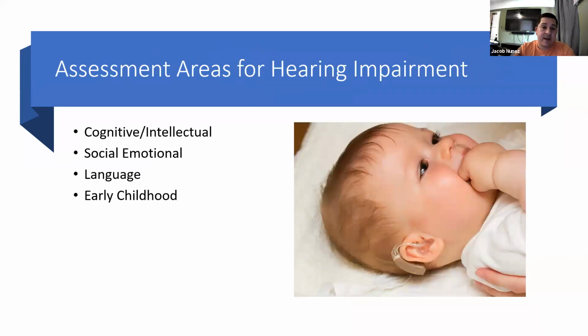Next, we have the assessment areas for hearing impairments. First, we have the cognitive and intellectual. So these assessments should only be conducted if cognitive ability is an area of concern by the multidisciplinary team or by parents.